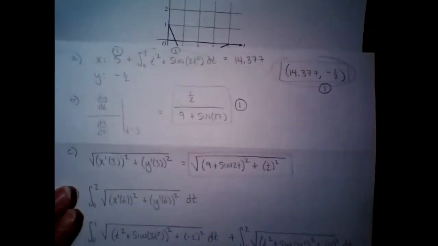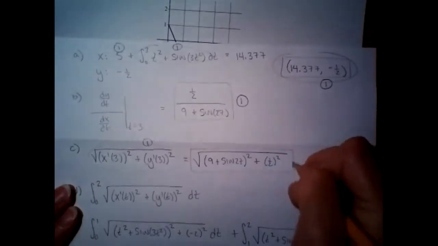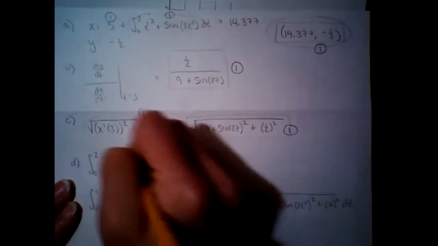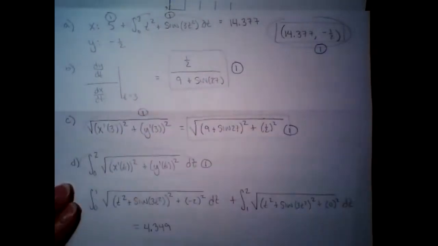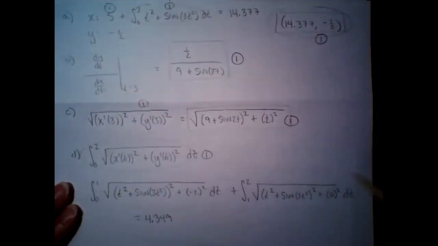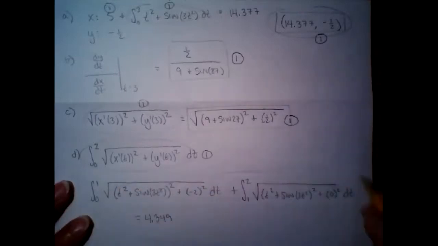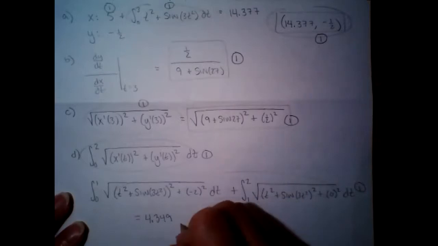Part C, you get a point for, I guess, basically knowing the formula, setting that up, and then a point for plugging in 3. And then here you get a point for setting this up. So again, just basically knowing that formula, a point for splitting it into the 2 different integrals, and then a point for the final answer.